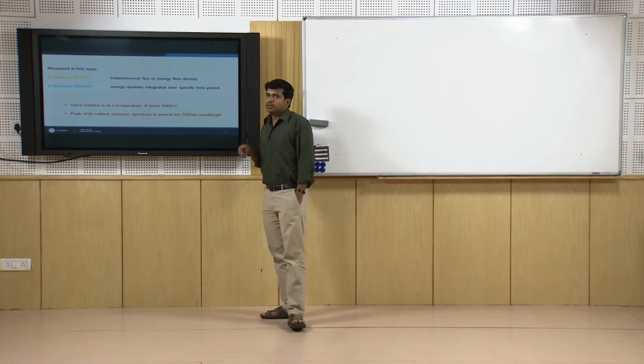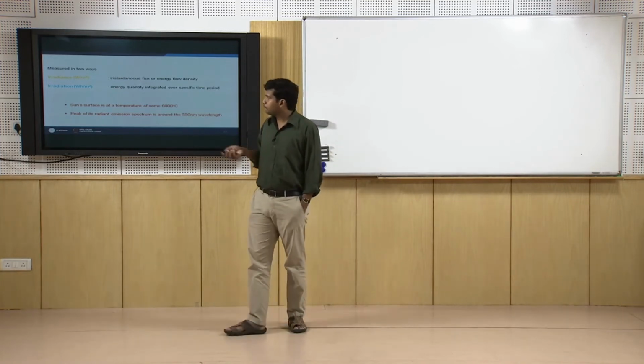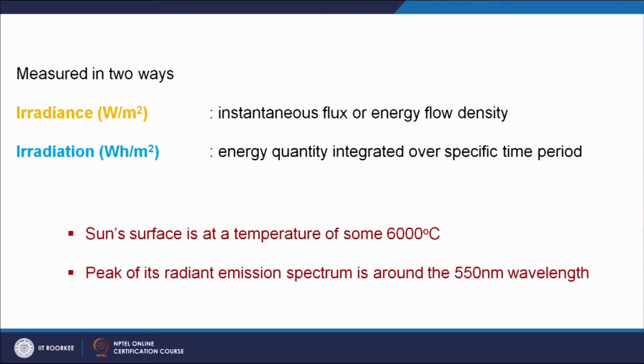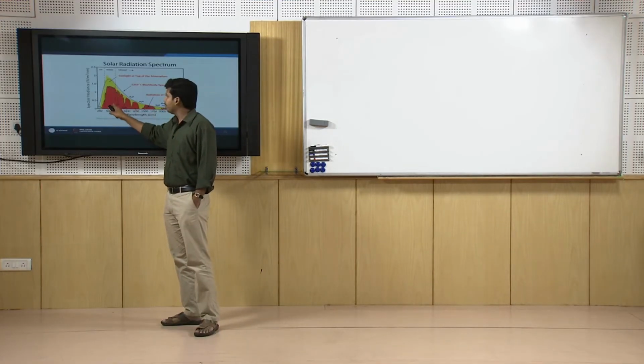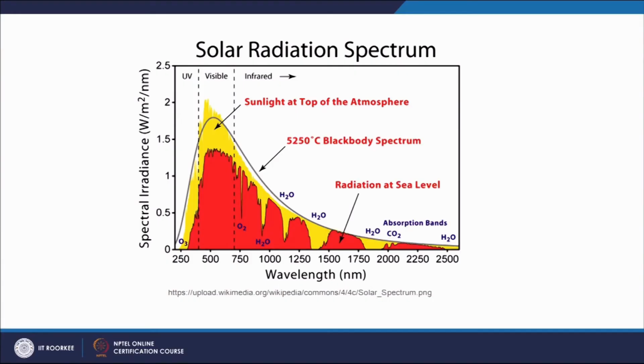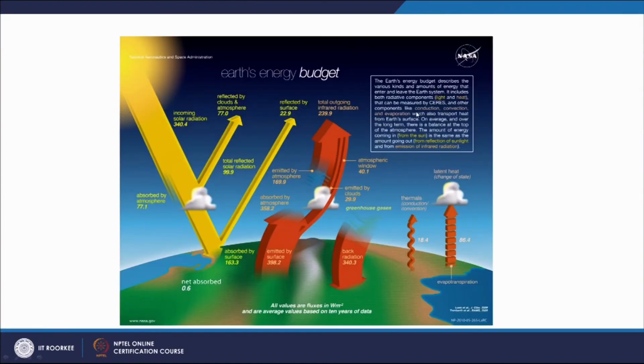Looking a little bit more into the details of solar radiation itself, the sun's surface is around 6000 degrees centigrade. The peak of its radiation emission occurs at 550 nanometer wavelength. So this is the solar spectrum. We know 3 major things: one is the visible spectrum, then you have ultraviolet and infrared. Once the sun's energy hits Earth's atmosphere, part of it is reflected back, part of it is absorbed, part of it is transmitted. Whatever component is absorbed is re-radiated.